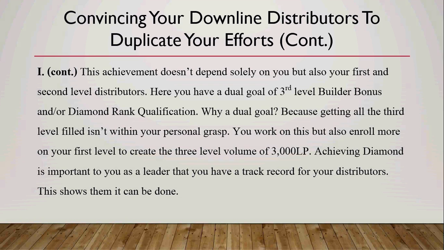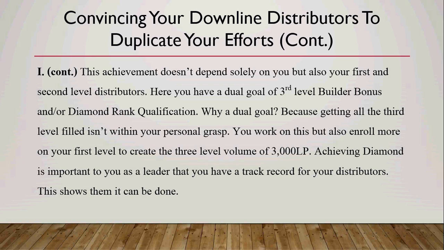So this achievement doesn't depend solely on you, but also your first and second level distributors. Okay, here you have a dual goal of third level builder bonus and/or Diamond rank qualification. Now, why would you have a dual goal? Well, because getting all the third level filled isn't within your personal grasp. It's not something you personally do. You work on this, but also enroll more on your first level to create the 3-level volume of 3,000 life points. Okay, so you can place people on that first level to help create some of the volume you need.